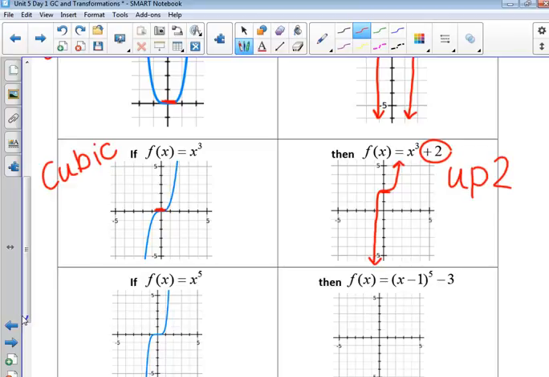Remember, these are just sketches. They don't have to be perfect. The next page has to be perfect, but this doesn't have to be perfect. Questions? Is everyone okay?